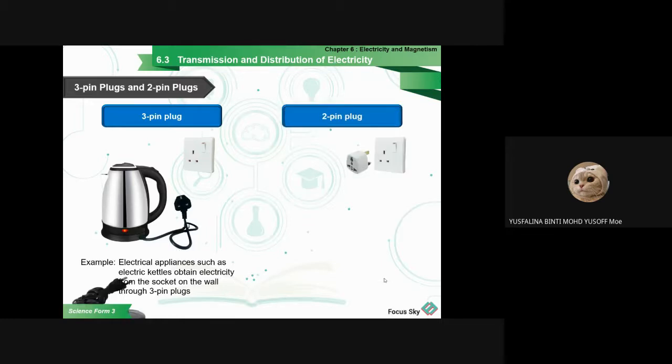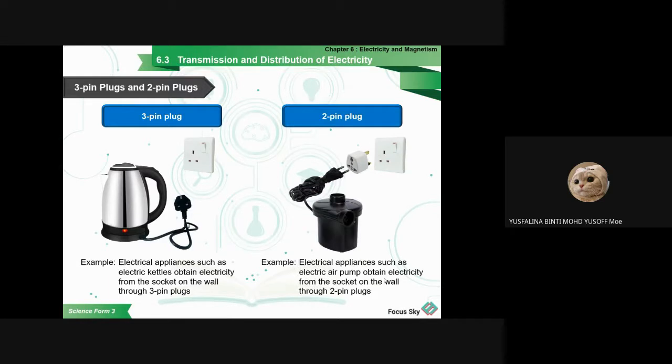For 2-pin plugs, this one usually uses low voltage. If you use a radio, something like that, it uses a 2-pin plug. Low voltage. Electrical appliances such as an electric air pump obtain the electricity from the socket on the wall through 2-pin plugs. So 2-pin plugs don't have the earth wire.